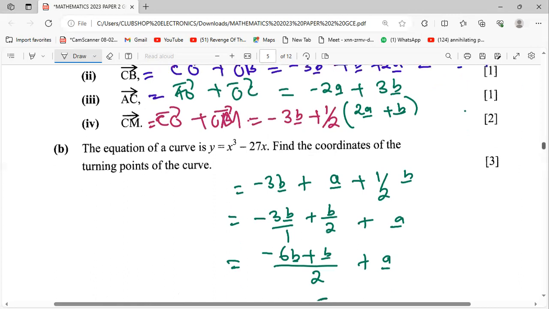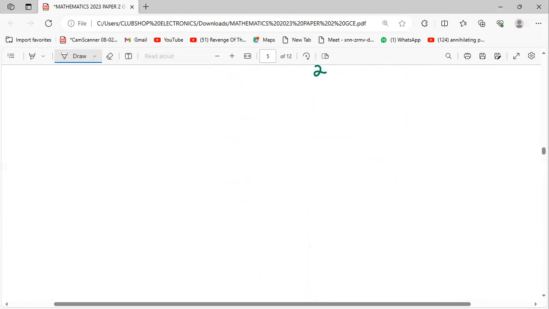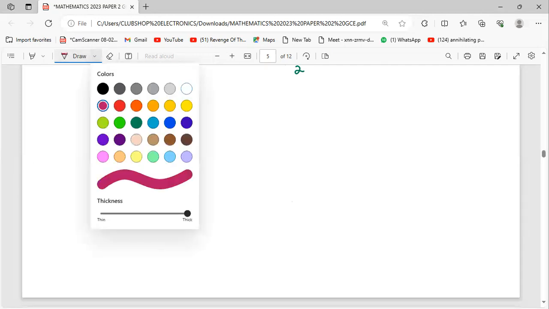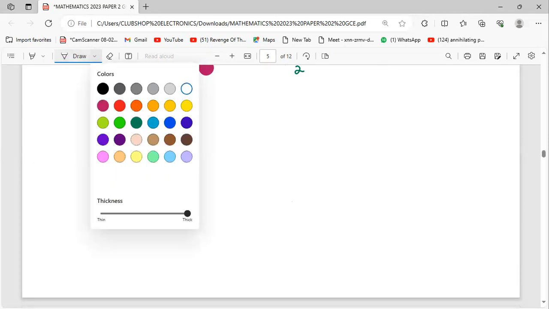The equation of the curve is y equals x to the power 3 minus 27x. Find the coordinates of the turning point. So for the coordinates of the turning point, we need just the coordinates of the stationary point.